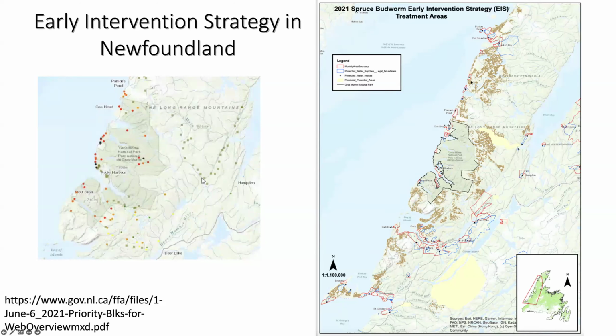This is a map of their spray blocks in 2021, where the brown represents areas that would have been sprayed. You can see that it's concentrated around that edge where you see high counts based on L2 surveys, in an attempt to slow the advance of that outbreak across the island of Newfoundland.